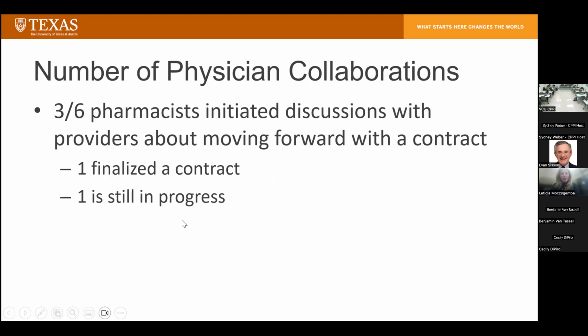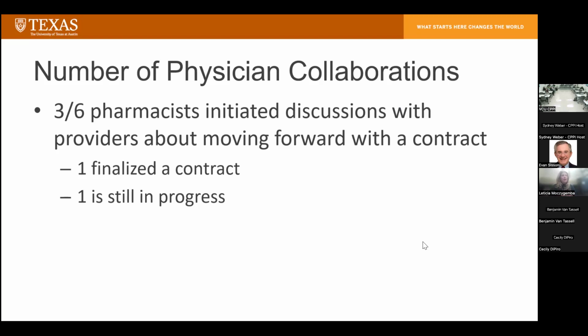In addition to referrals, we also had this goal of formalizing some of these physician collaborations after the pilot. So 3 of our 6 pharmacists felt really good about the pilot and initiated discussions with providers about moving forward with the contract. One of them actually finalized a contract and is currently providing those services today. And then one is still in progress.